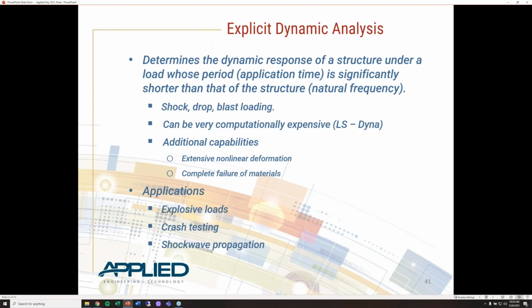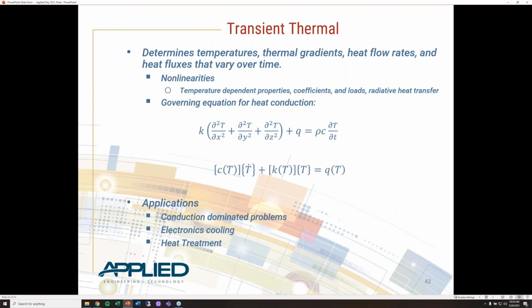Can be very computationally expensive. We're going to use the ANSYS LS-DYNA solver. We have a lot of capability in this environment that we typically do not have in other environments, things like extensive nonlinear deformation, complete failure of materials. Some of the applications here, think explosive loads, crash testing, or even shock wave propagation through our structure due to maybe some kind of blast loading. I do not have an example of explicit dynamic analysis.